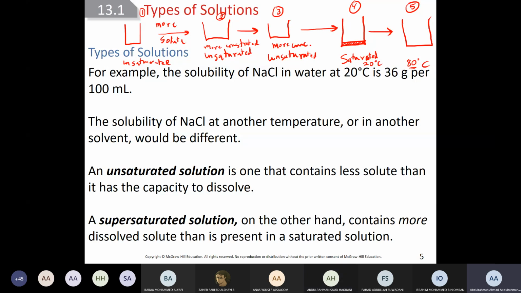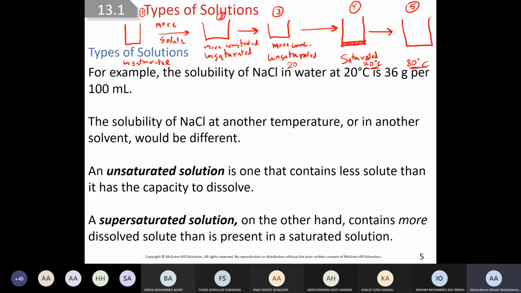Doctor? Yes. So at step 4, it's not saturated yet, right? No, 4 is saturated. Saturated at 20 degrees. But you change the temperature, now it becomes maybe unsaturated. If you change the temperature, then everything changes. Clear? Yes, clear.